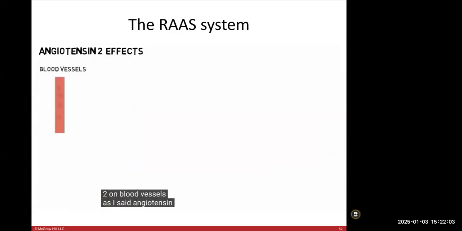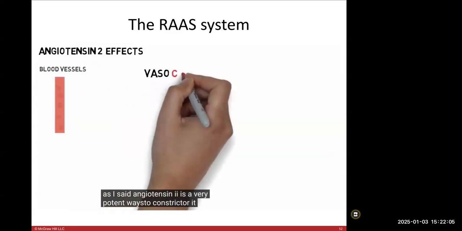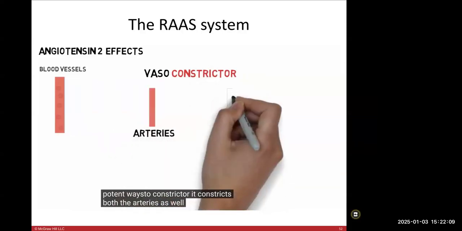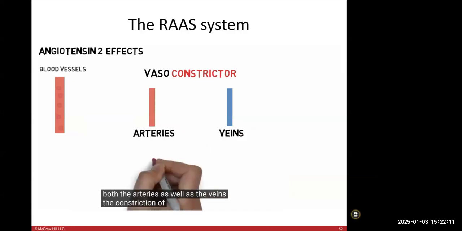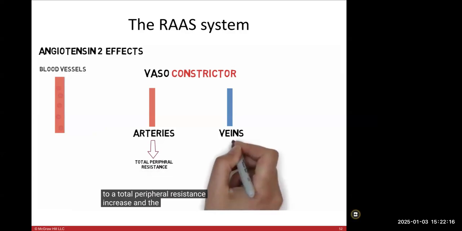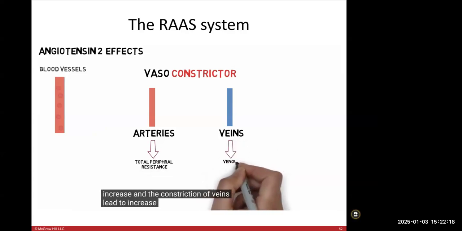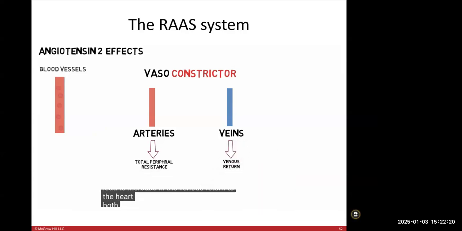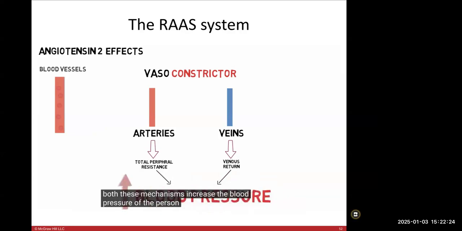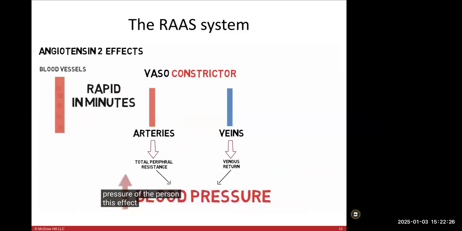As I said, angiotensin 2 is a very potent vasoconstrictor. It constricts both the arteries as well as the veins. The constriction of the arteries leads to a total peripheral resistance increase, and the constriction of veins leads to an increase in the venous return to the heart. Both these mechanisms increase the blood pressure of the person. This effect is rapid and takes a few minutes.